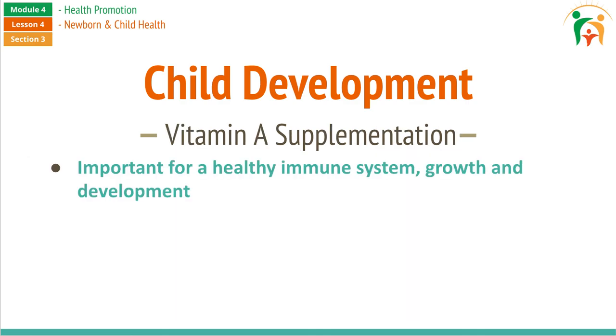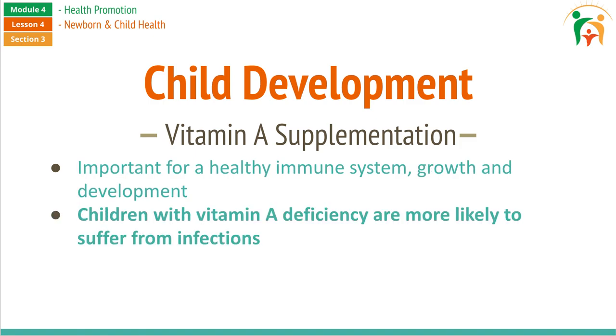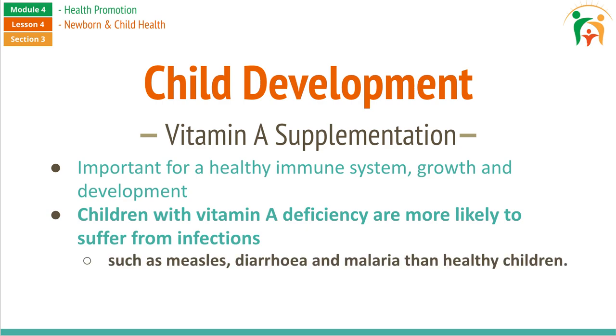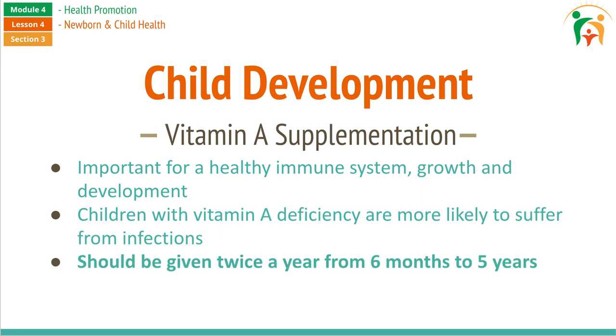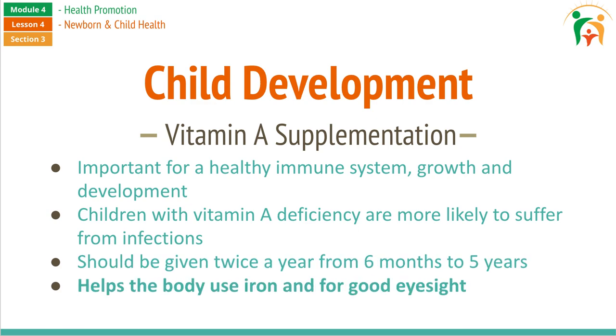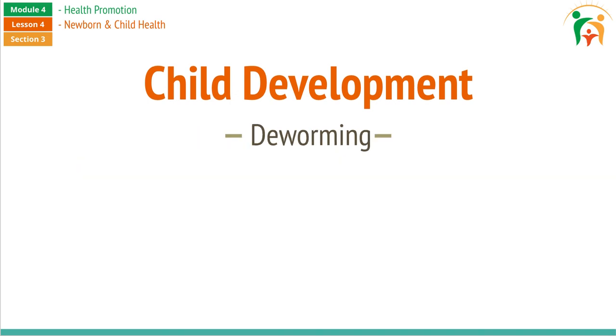Vitamin A supplementation. It is important for a healthy immune system, growth and development. Children with vitamin A deficiency are more likely to suffer from infections such as measles, diarrhea, and malaria than healthy children. It should be given twice a year from 6 months to 5 years. It helps the body use iron and is good for eyesight.